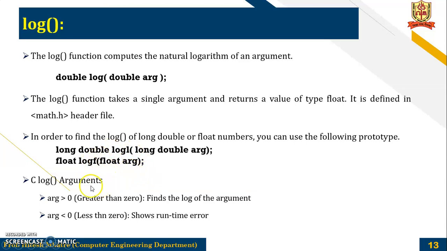But whenever considering the logarithm, the argument, that is the value that you are passing to the function, if the parameter is greater than 0, then it will calculate the log. But if the parameter is less than 0, that is if you are writing any negative number, then it will show you a runtime error, meaning it will not give you the proper result. So make sure when you're using a log function, the argument that you are passing is a positive number.